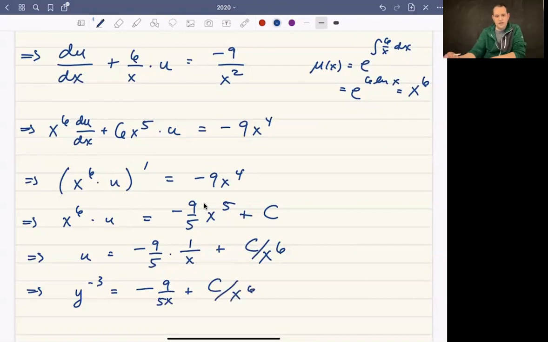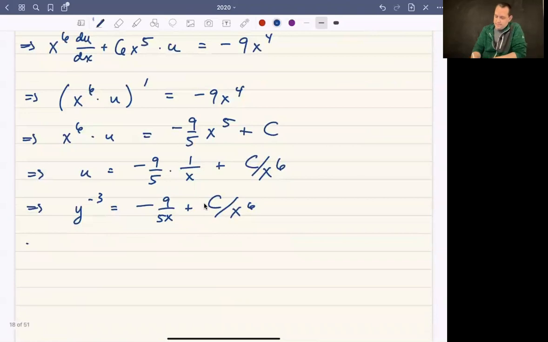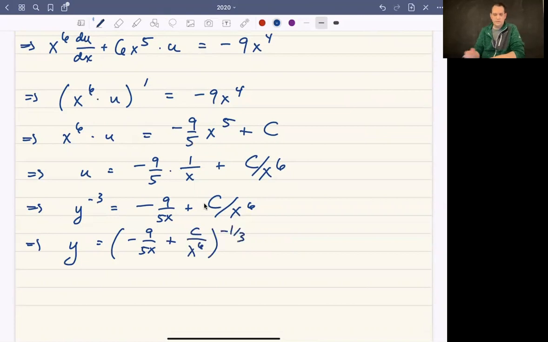And then you can do this however you like. You can combine the fractions, flip them, take a cube root. Or if you want, you can just say that y is going to be whatever this quantity is. So negative 9 over 5x plus c over x to the 6th, to the negative 1/3. And just leave it at that, and I'm totally fine with that. Okay, and again, you can simplify that a little bit more if you like, but that's totally fine. Okay, so that's an example of a Bernoulli substitution.